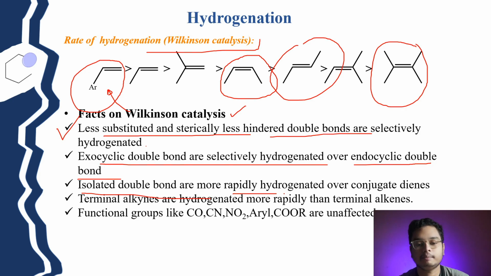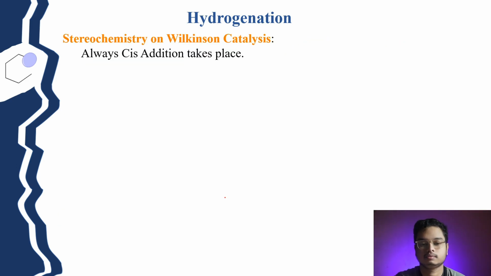Isolated double bonds are hydrogenated more rapidly than conjugated dienes, and terminal alkynes are hydrogenated more rapidly than terminal alkenes. That means the triple bond has more affinity for reduction than the double bond. And an interesting thing is that other functional groups such as CO, CN, NO2, aryl, and esters are unaffected in this reaction. So this shows the selectivity of this particular reaction.